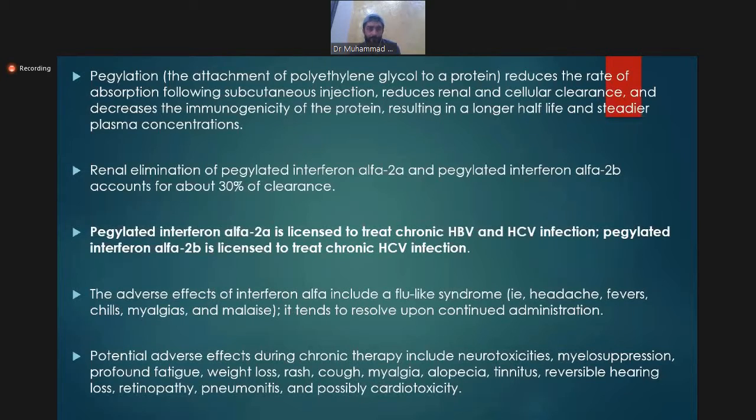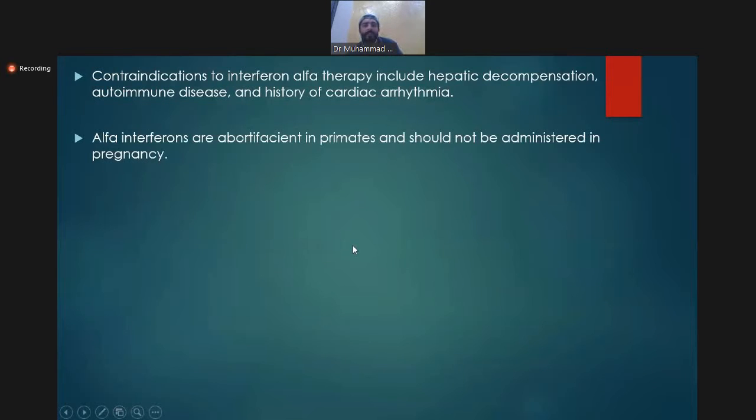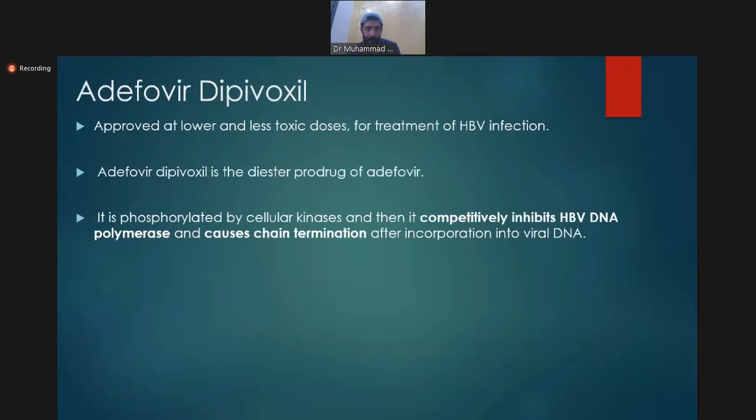Moving on to contraindications, basically hepatic decompensation, autoimmune disease और cardiac arrhythmia की अगर history है तो आप नहीं देते इसको, and they are abortifacient in primates, so it should not be administered in pregnant women.